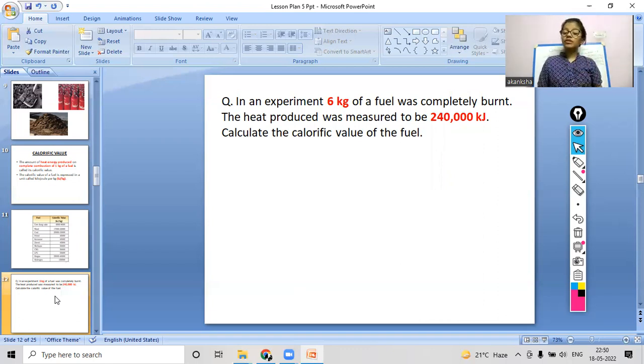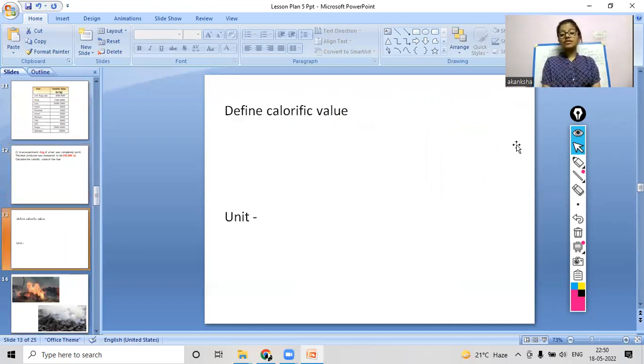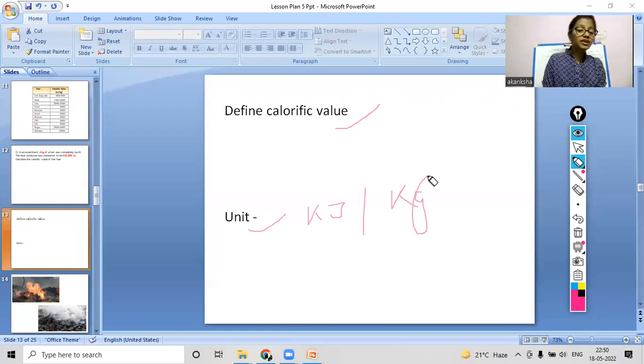You can comment the answers down below and you will find the answer after the class is finished. Now we will move on ahead and see some more questions. First you have to define calorific value. Write the definition in the chat box and also mention the unit. What will be the unit of calorific value? Yes, kilojoule per kg, right? And you all gave the definition very correctly.